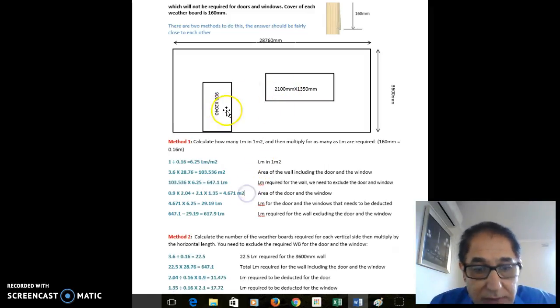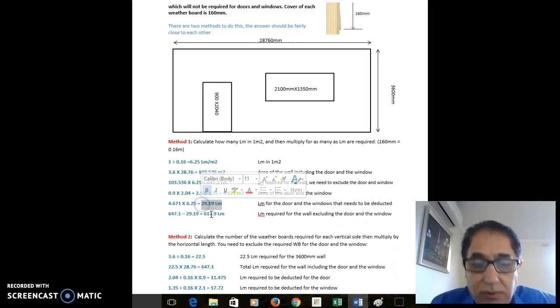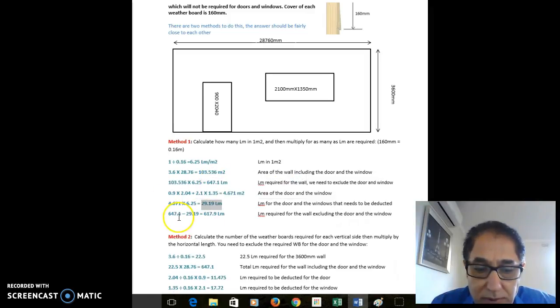And then we have to obviously subtract those ones. So this is the area of the door, and that's the area of the window. Add them up, then multiply by how many linear meter required per square meter. Then this is the value which we have to subtract from the total one, which is this one.